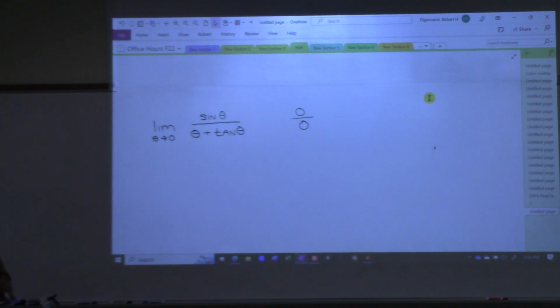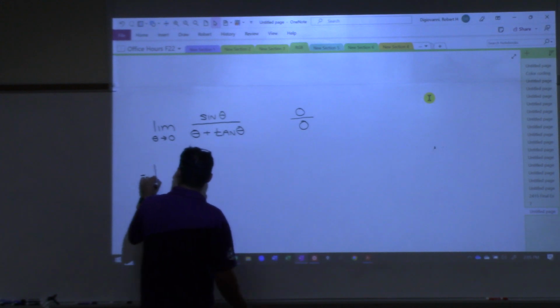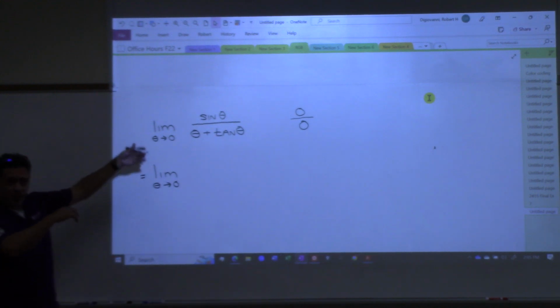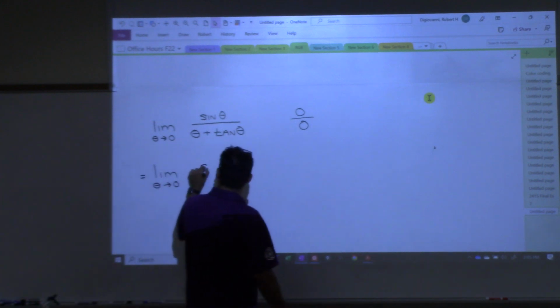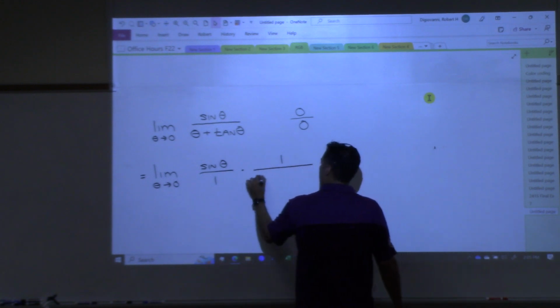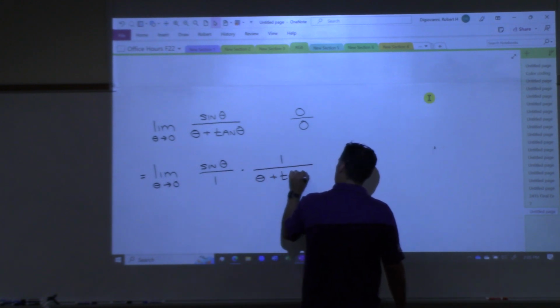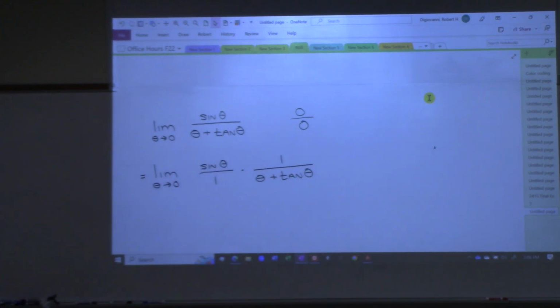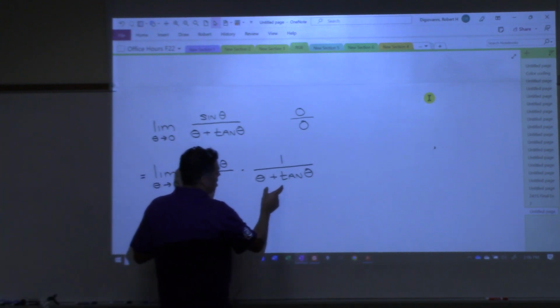I mean, you could sit here for a long time trying to figure this one out. So anyone have any ideas of what they want me to do? Someone has got to go somewhere with it. Separate how? What do you mean? So sine theta by itself over 1? Is that what you want? Sine theta over 1, and then the other one would have to be 1 over theta plus tan theta. Is that what you meant? Yeah, that is a legal move right there. I agree. We can do that. You could separate the theta plus tan theta, but it would have to be added into separate fractions.